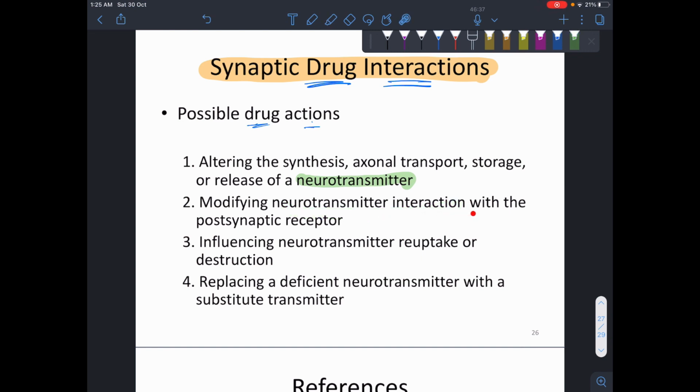We modify it with the postsynaptic receptors, influencing the neurotransmitter reuptake. ممكن أزيد النيوروترانسميتر reuptake or أزيد destruction حقه. كذا أنا أستخدم هذه الأشياء بالدrug industry, replacing a deficient neurotransmitter with a substitute transmitter. زي ما قلنا, we can replace acetylcholine with a drug that mimics the acetylcholine function.